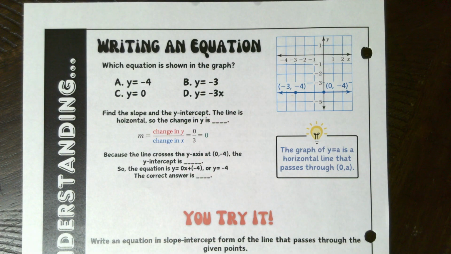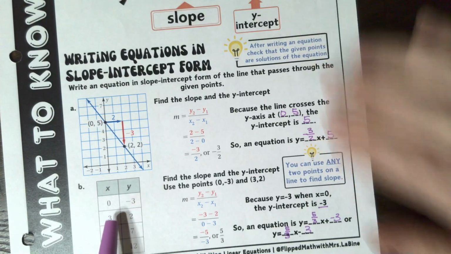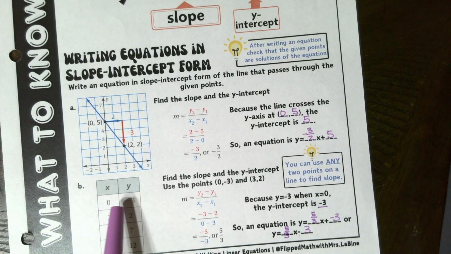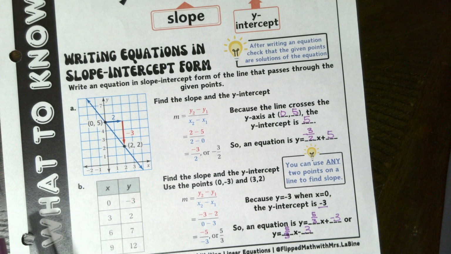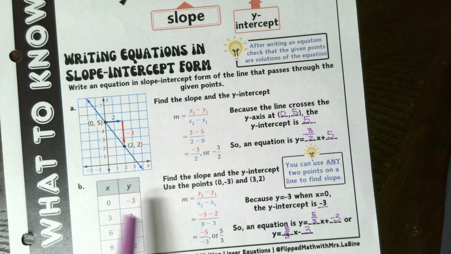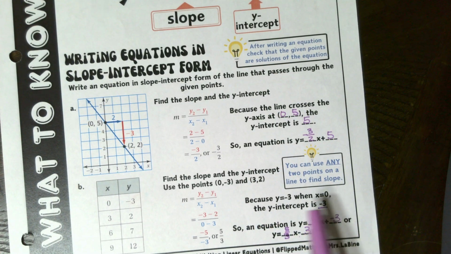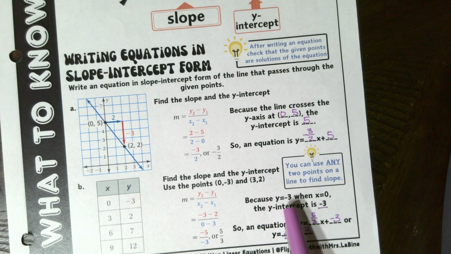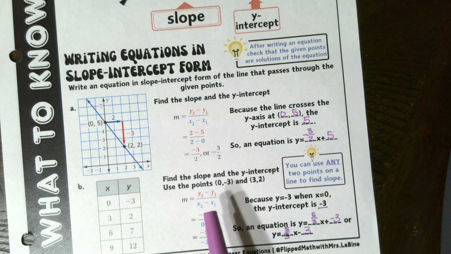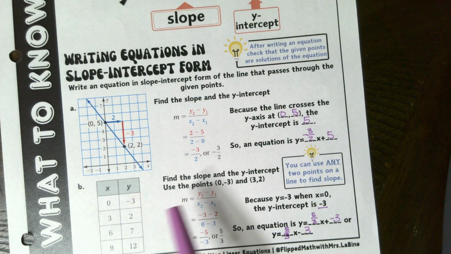Okay, so we just talked on this side that if my x is 0, and my y is whatever number it is, that means that's for sure going to be my y-intercept. So like this one, because y equals -3 when x equals 0, the y-intercept is -3. So then y equals -3 is going to be where my -3 was plotted on the y-axis.